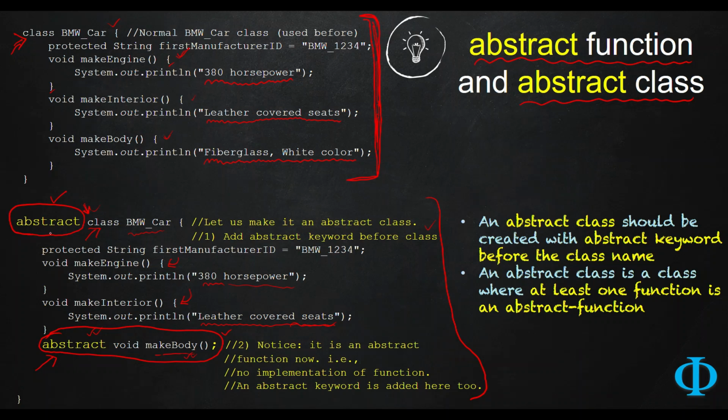After making BMW car an abstract class, if some child class inherits this BMW car class, then that child must implement this make body function in its own way, because there is no default implementation in this parent abstract class. So it is totally the child's responsibility to re-implement it in its own way. Otherwise, there will be an error. We are going to clarify this concept again in the next video with another Java demo code example.